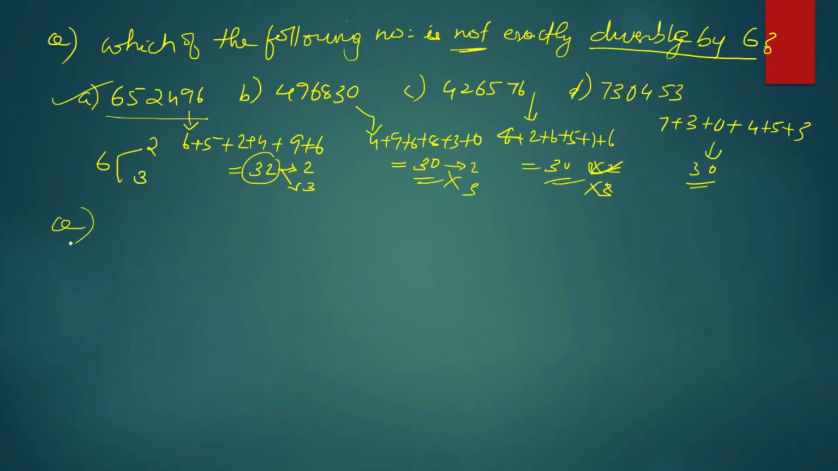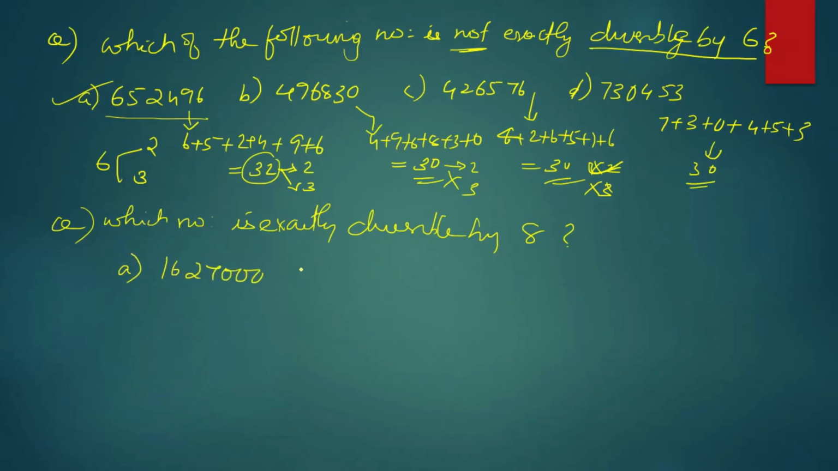Okay. So the next question is, which number is exactly divisible by 8? Option A is 1627000, B 422646, C 4086548, and D 6625820. Okay. So you have to check which number is exactly divisible by 8.